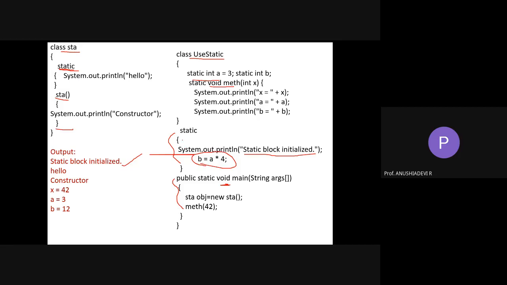So after the static block is executed, this main function is executed. Within that main function, I have created an object for the class STA. When I create an object for the class STA, actually the constructor has to be called. But if that class has a static block, that block is executed first. So now this statement hello will be printed. Then only the constructor is executed, so the statement constructor is printed. Then I am calling the method. So here it will print 42, 3 and then 12. Got it, Appa? Understood or not?